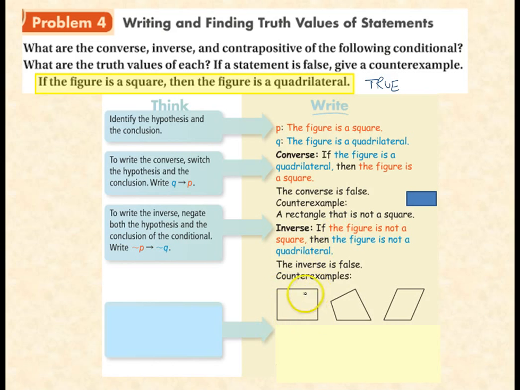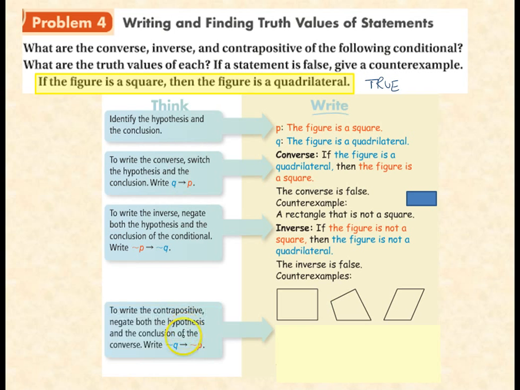Here are some examples. A rectangle, that's not a square, but it is a quadrilateral. This guy right here, it's just an irregular quadrilateral. It's not a square, but it is a quadrilateral. And this parallelogram is not a square, but it is a quadrilateral because it has 4 sides.